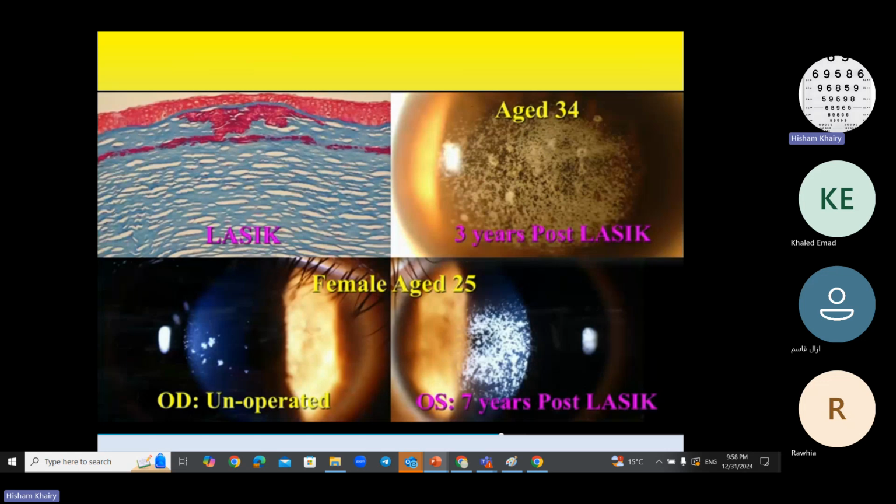Here is the unoperated eye, 7 years post-LASIK. Age 34. This patient, female, age 25. This patient is 34, 3 years post-LASIK.